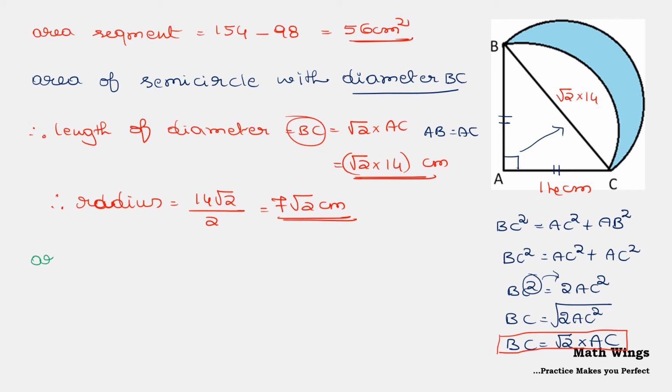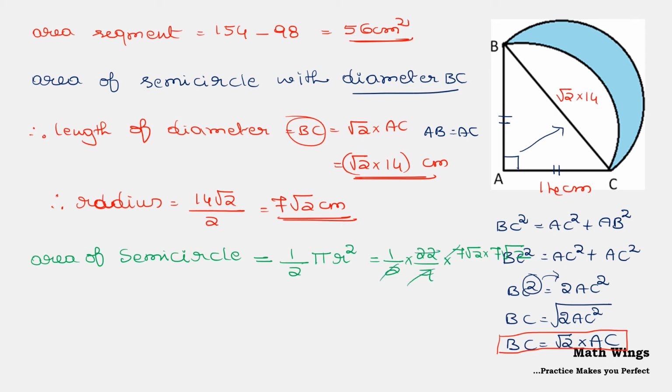Area of the semicircle, what's the formula? It is half of the area of the circle, that is half into pi r square, which is equal to half into 22/7, because they have not asked us to take pi as 3.14, into r, here r is 7 root 2. So I can write 7 root 2 into 7 root 2. So what I can do, 7 and 7 I can cancel, 2 ones are 2, 11s are.